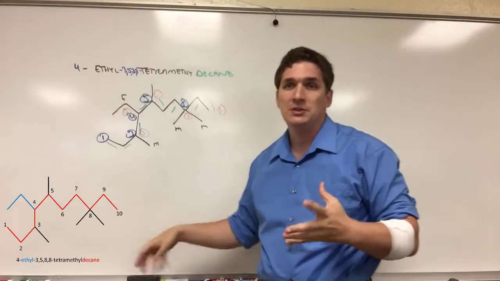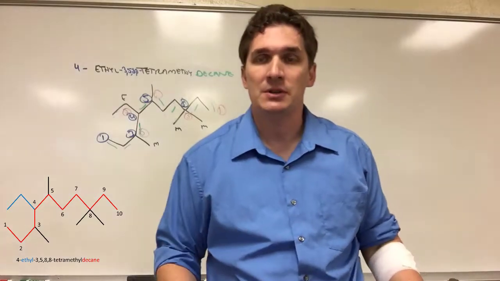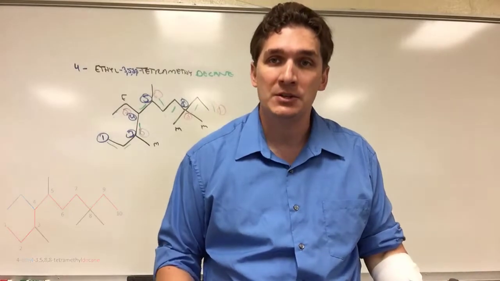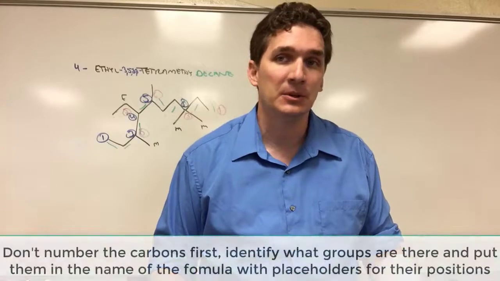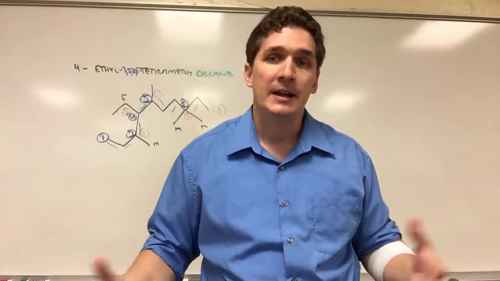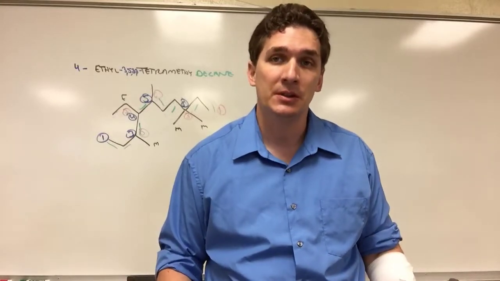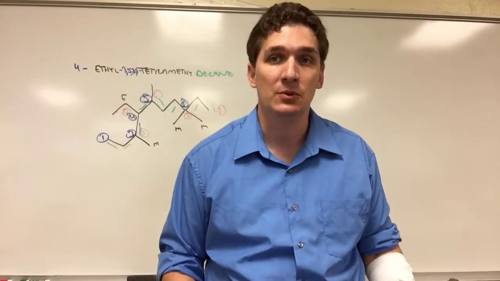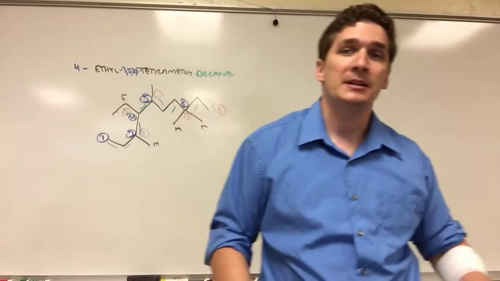The way we work through this: don't worry about trying to assign the numbers at first. Start writing down what branches are coming off of it. Count them up so you get the correct prefixes. And then pick one end of the carbon chain and the other, write down the numbering, and see which one gives you the lowest number at the first difference between the two formulas. And that's how you name a complex branched alkane.